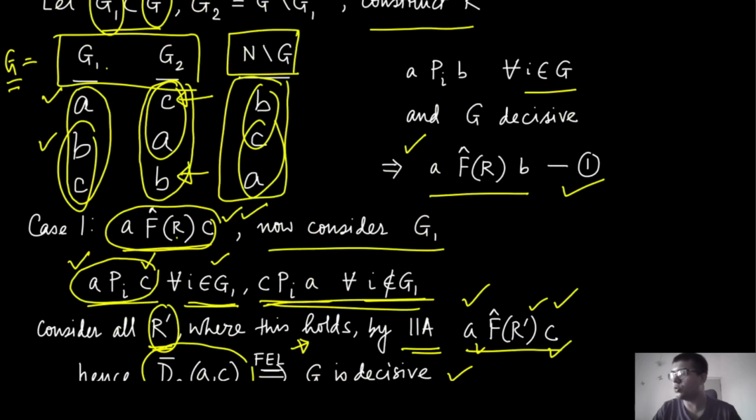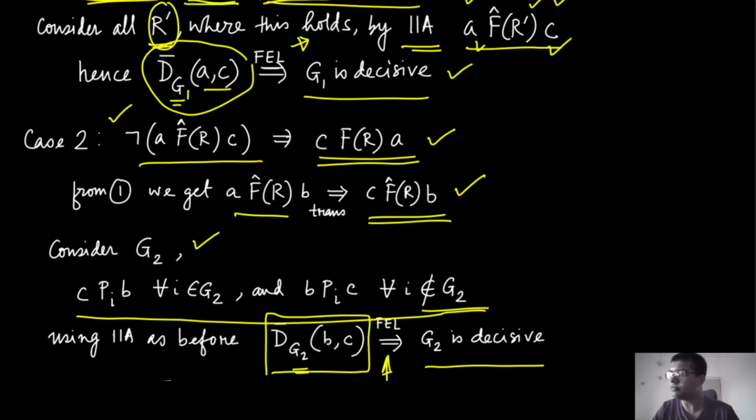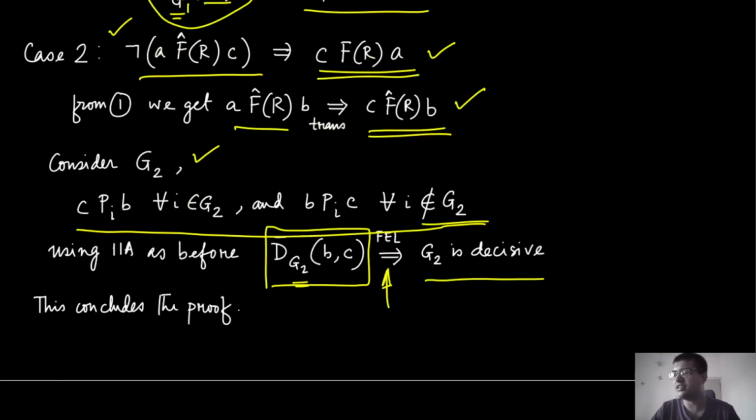So what we have just shown is that we have partitioned G into two non-empty, strict subsets. In case 1, G1 becomes the decisive set, or in case 2, G2 becomes the decisive set. So whenever G is decisive, there exists some strict subset of it which is decisive. Therefore we can always prune any decisive set G to get an element which is small enough. We can reduce it to a one element set which is decisive, and one element being decisive means that is the dictator, and that essentially concludes this proof.